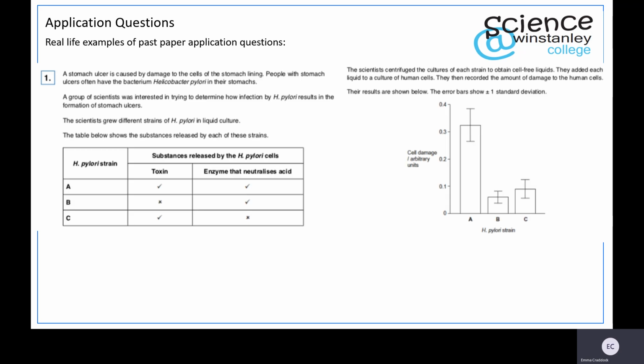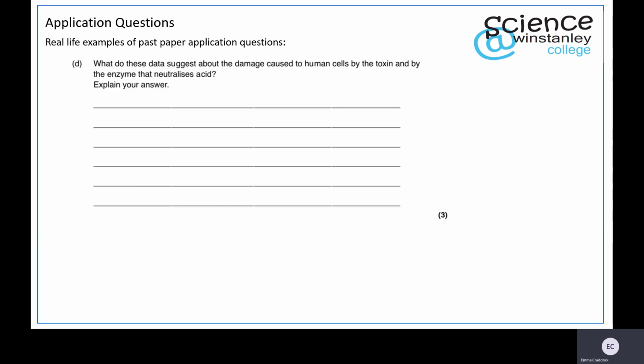Okay, now for the next question, you do need to look at the data. So if you've forgotten, have a look. I will give you a little bit more in a moment. So D, what do these data suggest about the damage caused to human cells by the toxin and by the enzyme that neutralizes acid? And explain your answer. So it's about the damage caused to human cells by the toxin and by the enzyme, but it's asking about the data. So you need to use the data to explain your answer.